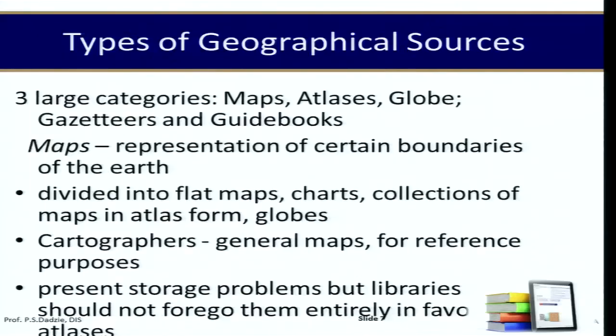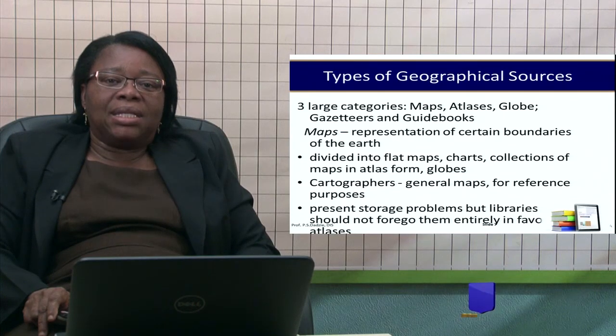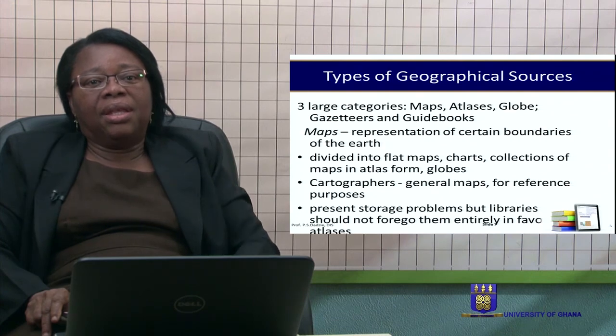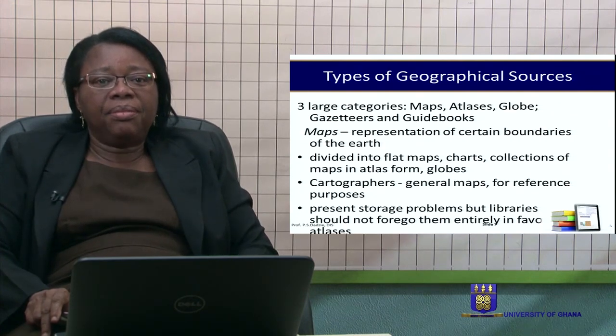Let's look at types of geographical sources. So I'll put these in three large categories. One category being the maps, atlases, and globe. The other category being the gazetteers, and the last type being the guidebooks.